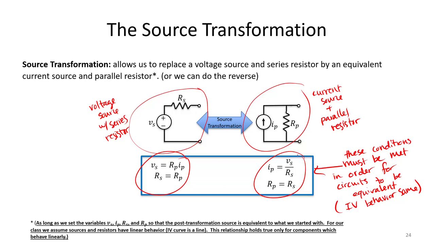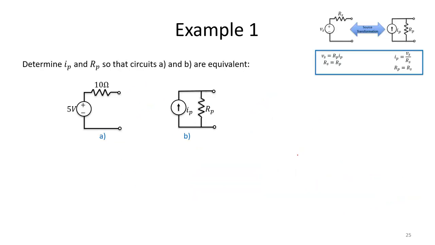So now let's go ahead and do some examples showing how we can actually use this source transformation. Let's try one example here. Suppose I wanted to replace circuit A with circuit B. How could I determine IP and RP so that circuits A and B are equivalent? Remember, if I want to do a source transformation, I must maintain the relationships shown. Take a moment and think about it.